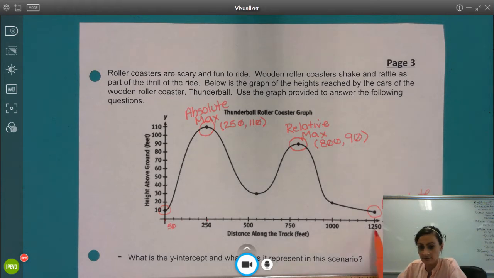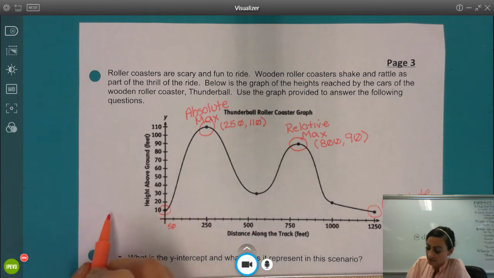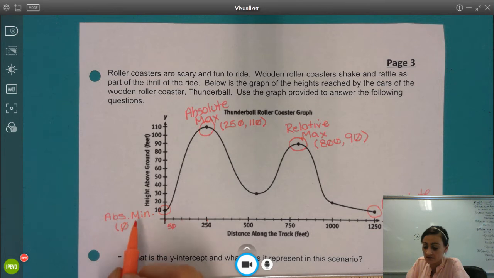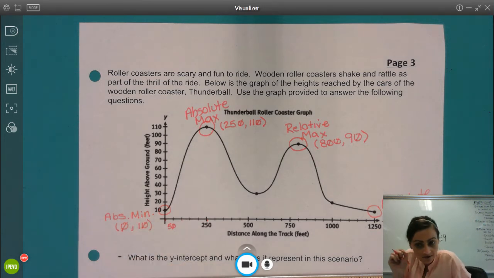So this absolute minimum has an input value of 1,250 and an output value of 10. This absolute minimum, and I'm going to abbreviate just because I don't have a ton of space, is an input value of 0 and an output value of 10. And again, they're absolute because they are the lowest points on the graph.